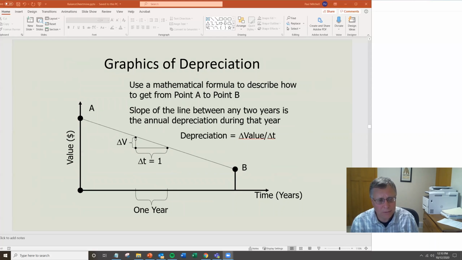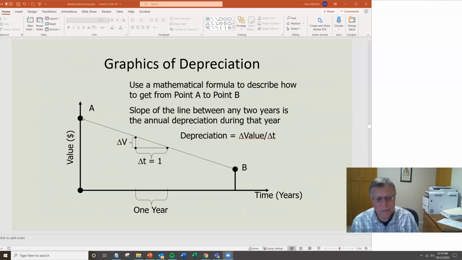So like this is year 1, this is maybe year 3, year 4. In that year, you go from here to here, that loss in value right there, that's your depreciation. Delta T, and this is 1 year, that decline in value over that asset, delta V. Depreciation is a change in value per unit time, delta value over delta T. And that's all you're trying to do here.